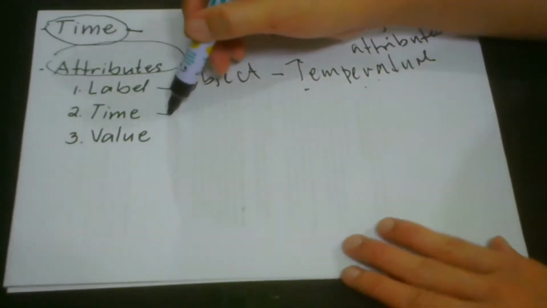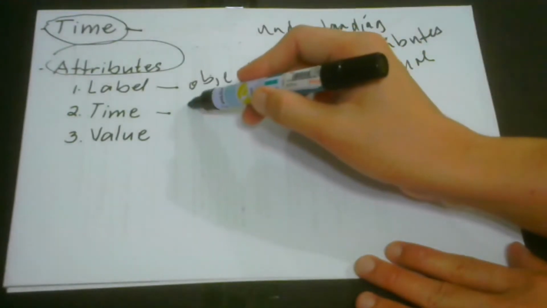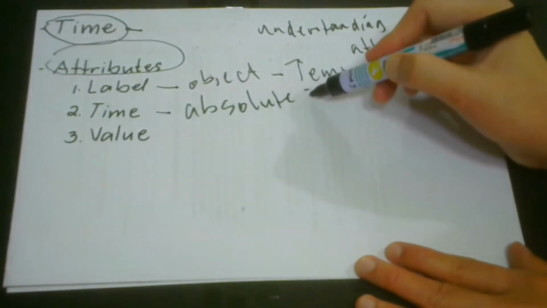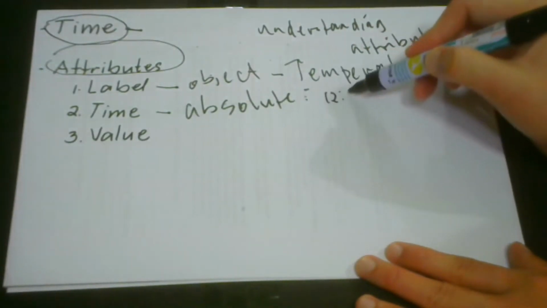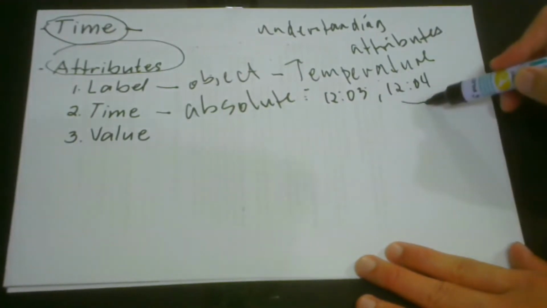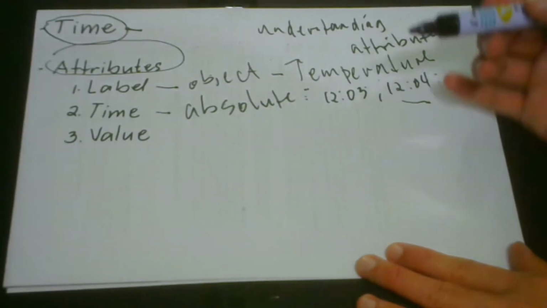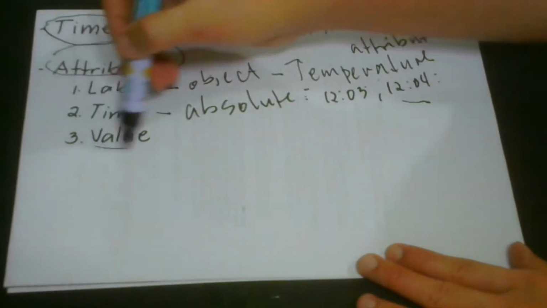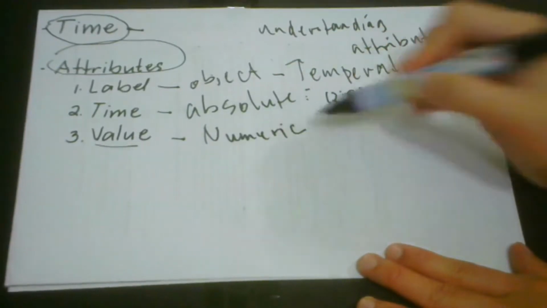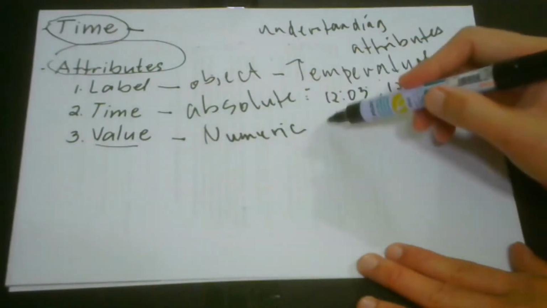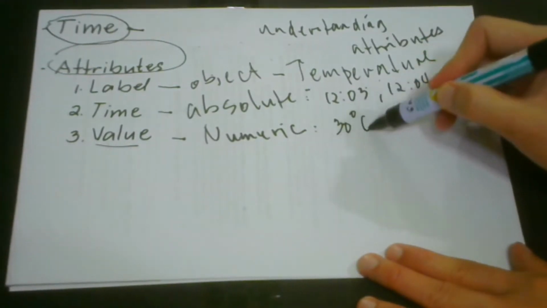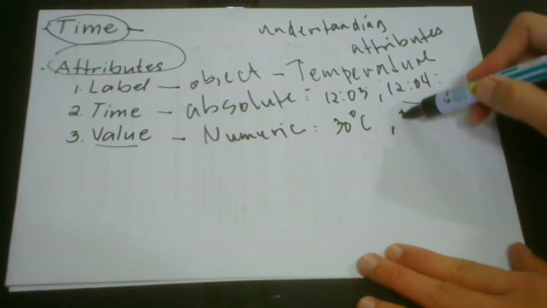And of course, time. And here, when we say time, we take note of an absolute time. So, for example, we have 12:03, 12:04, and this is absolute, because we don't take note of the millisecond. And the third one is value. So it has something to do with numeric value. So we have, for example, the temperature for a given time is 30 degrees Celsius, and during this time is 30.1 degrees Celsius.